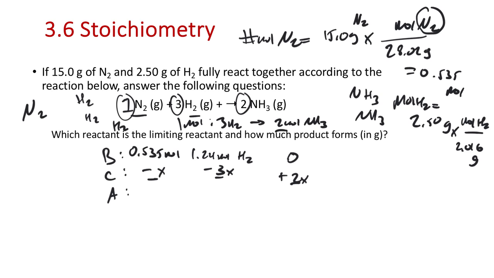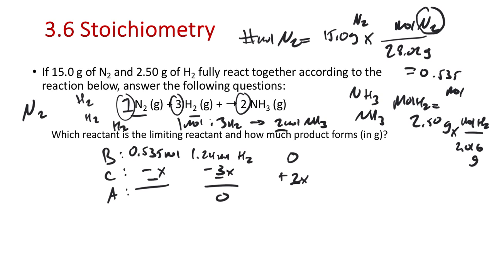Like if you think of the ratio of 0.535, I need twice as much N2 to react with all of that, and I have that much. So for 0.535 moles of N2 to react, I need, I keep saying 2 times, it's 3 times as much H2. I actually don't have 3 times as much H2. 3 times 0.535 is 1.5 moles. I only have 1.24 moles of H2. So it seems like H2 is the one that has to go to 0.